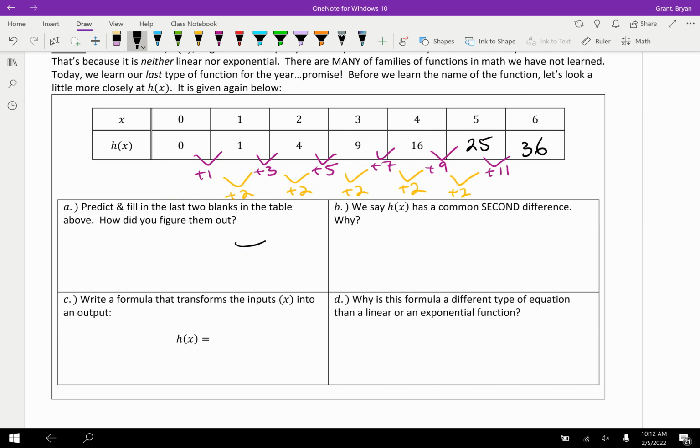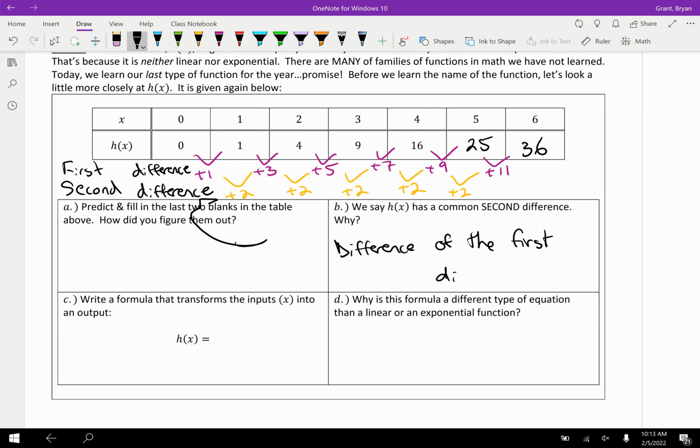How did you figure it out? I'm just going to draw an arrow up here, and I'm going to say something like a second difference. This guy up above in purple is, of course, our first difference. All right, well, part B should be pretty easy too. We say h of x has a common second difference. Why? Well, it's the difference of the first differences. Remember, a difference we always find by just subtracting two numbers.